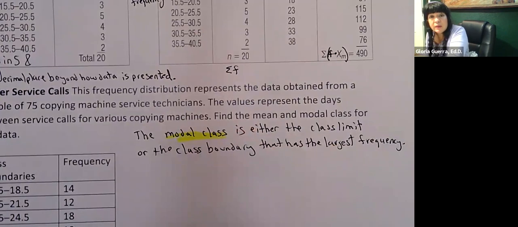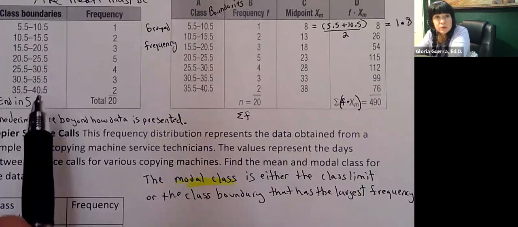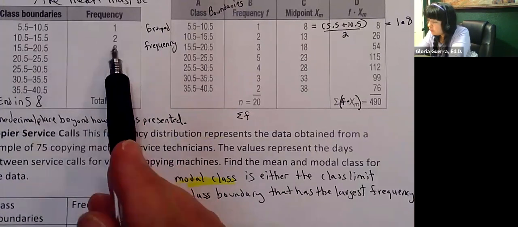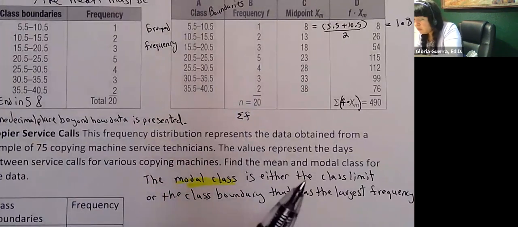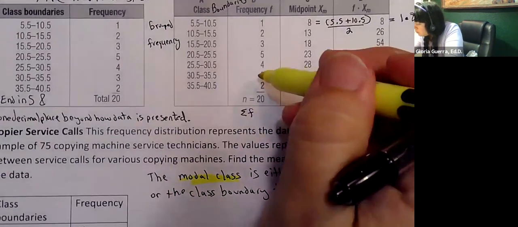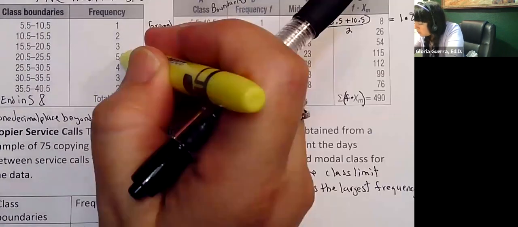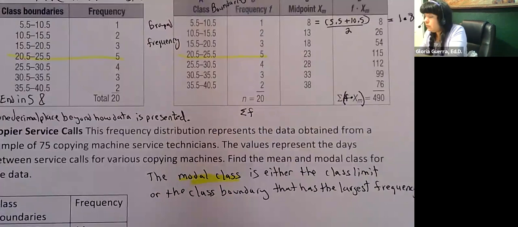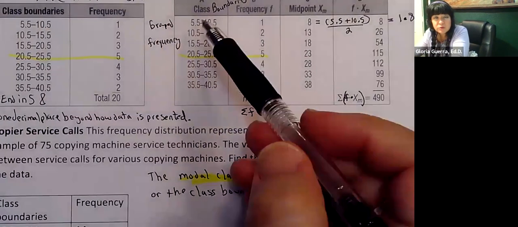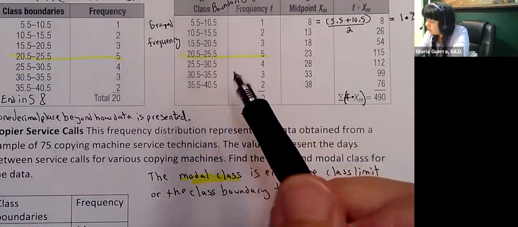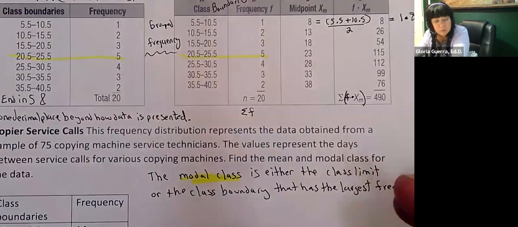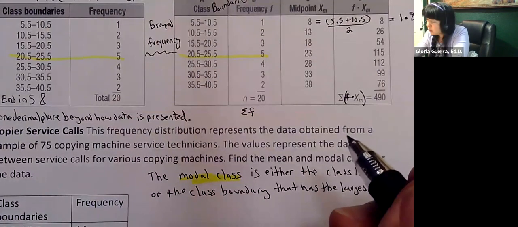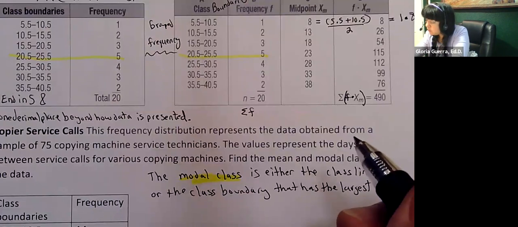So if we go back and we look at the problem we were just doing, and you look at your frequencies here, it looks like the biggest frequency, doesn't it look like it's 5, right? And they give you the class boundary. This is either going to be the class boundary or the class limit. So it looks like for this problem, the modal class is going to be the class boundary 20.5 to 25.5.